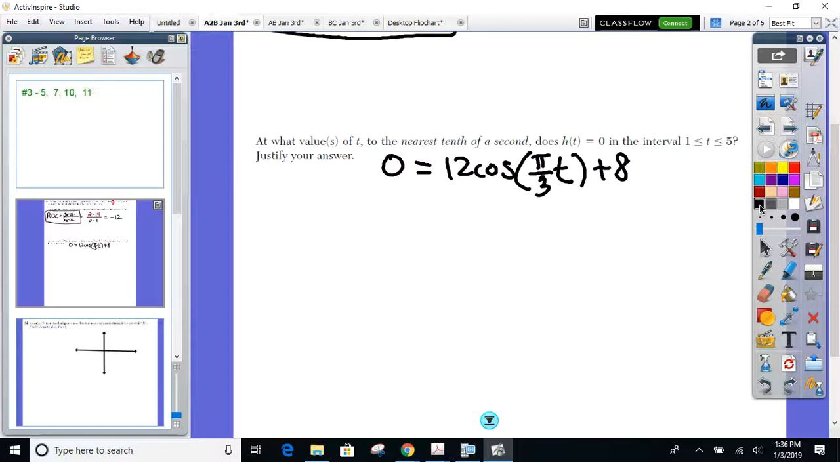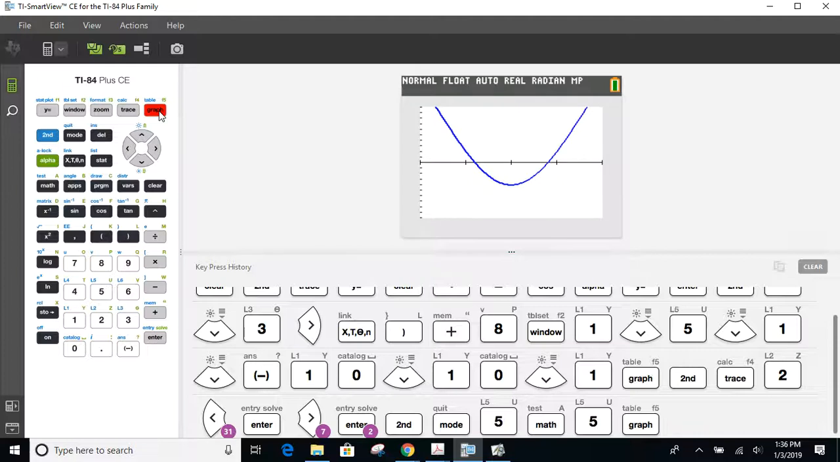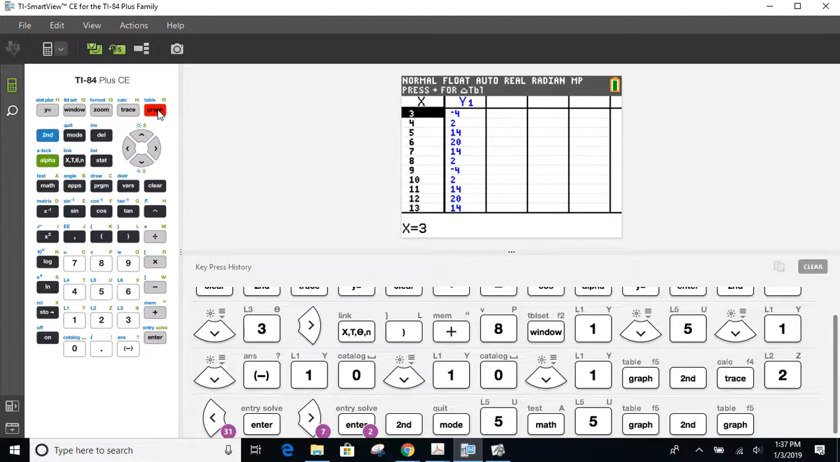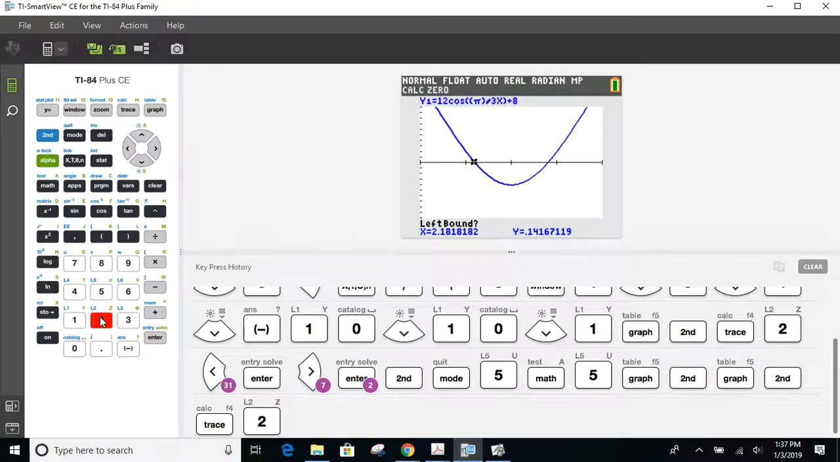Now look at that beast. I still have mine. Yeah, look at that sucker, huh? Okay, anybody know where to go to find where it crosses? Second trace, huh? Okay, everyone go second trace. I'll do it with you. Which one do I want? I want to know where it's 0, right? So everyone go ahead. Choice 2. Where is it at 0? Now, do you see what it's asking you?